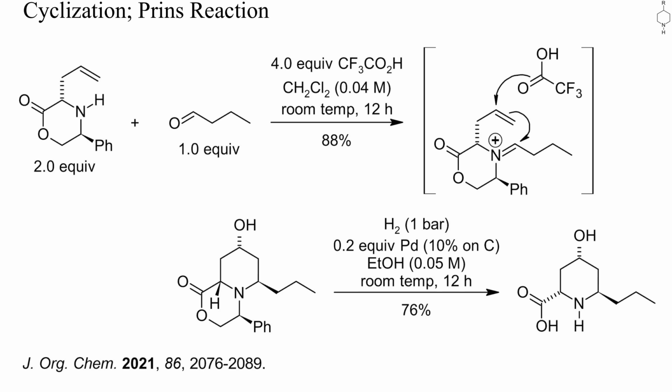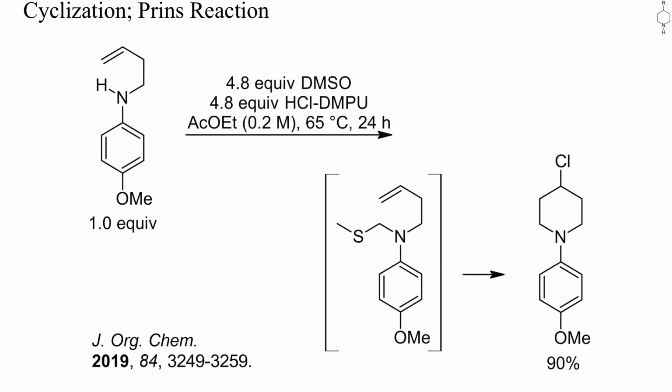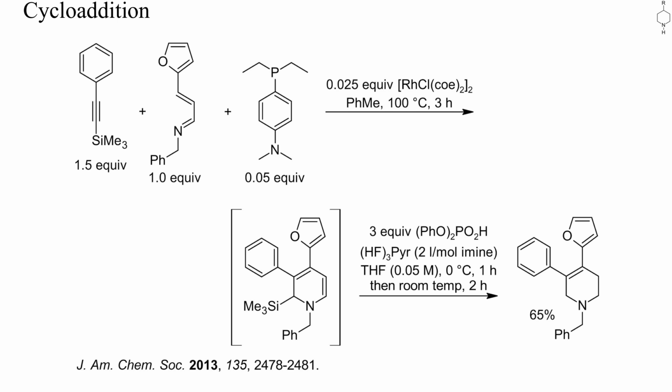Here an enantiomerically pure homoallylamine reacted cleanly and with high diastereoselectivity with butanal to a 4-hydroxypiperidine. Heating DMSO with hydrochloric acid can yield chloromethyl thioethers, which are synthetic equivalents of formaldehyde. In this example, a homoallylaniline underwent a Prins-type cyclization when heated with DMSO and HCl, and a 4-chloropiperidine resulted in high yield. This is an example of tetrahydropyridine preparation by hetero-Diels-Alder reaction.